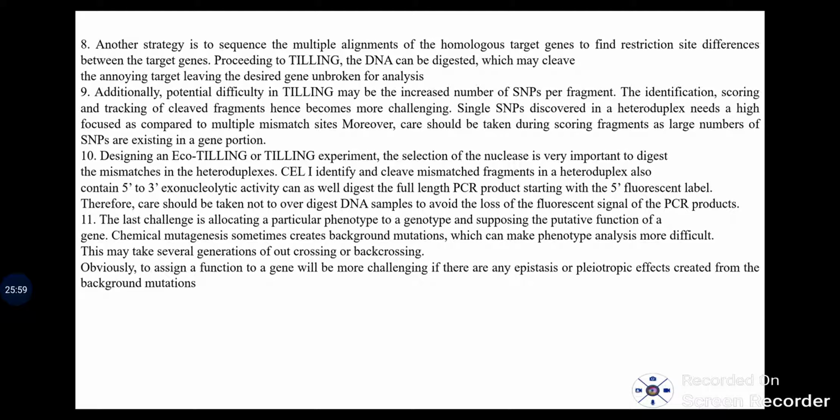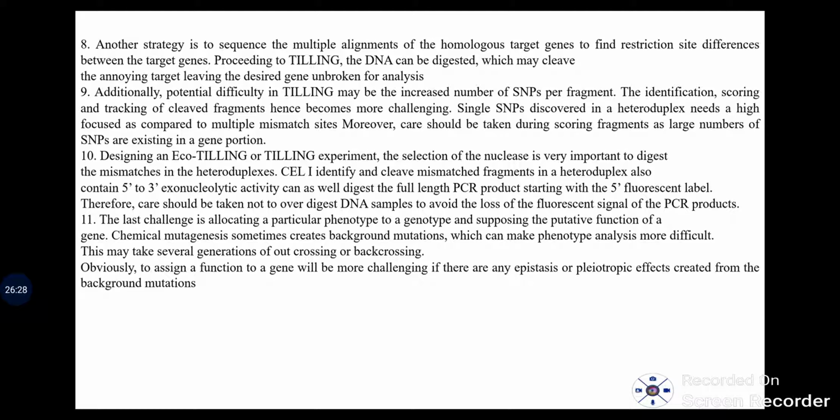In designing an EcoTILLING or TILLING experiment, selection of the nuclease is very important to digest the mismatches in the heteroduplex. CEL1 identifies and cleaves the mismatch fragments in the heteroduplex, but it also contains 5' to 3' exonucleolytic activity and can digest the full-length PCR product starting with the 5' fluorescent label.